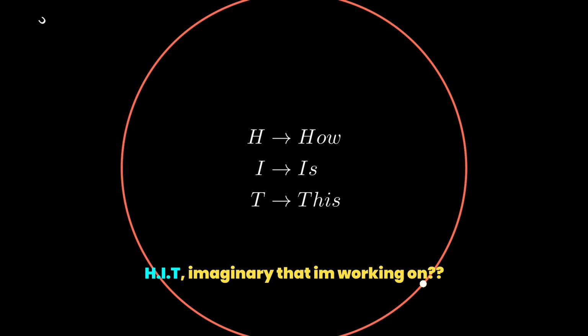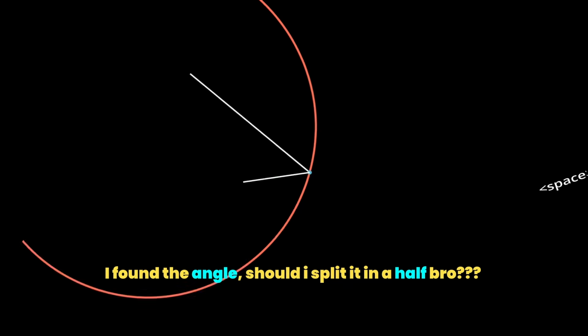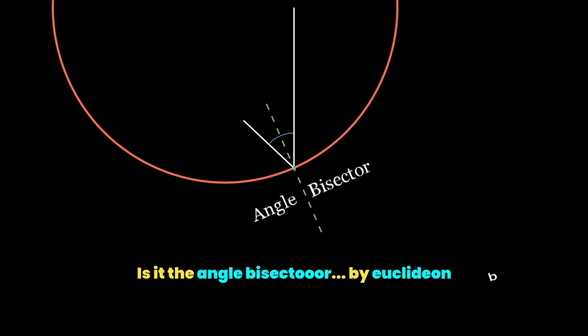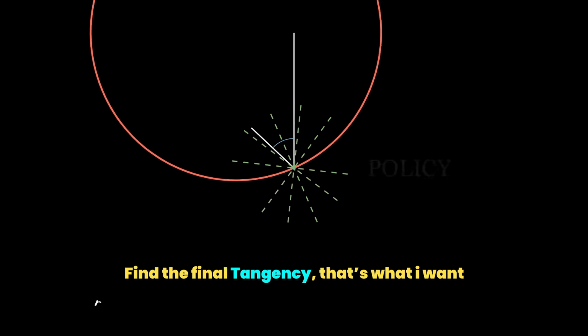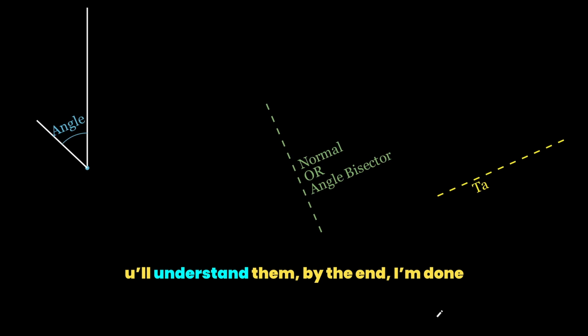Imaginary... I did the tracing of the ball when I'm moving on. I found the angle, should have split it in half, bro. Is it the angle bisector by Euclid? See, normality is a policy I'm bringing on. Find the final tangency, that's what I want. You will understand them by the end, I'm done.